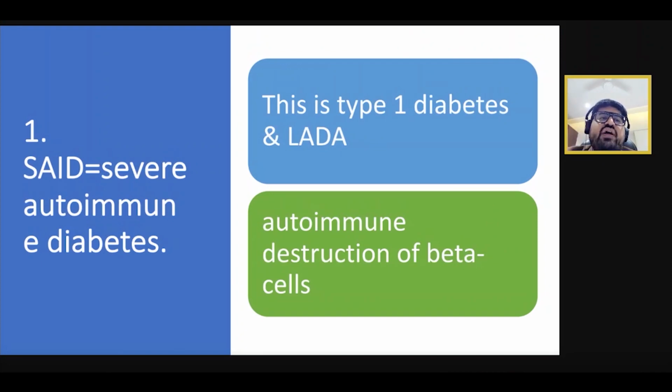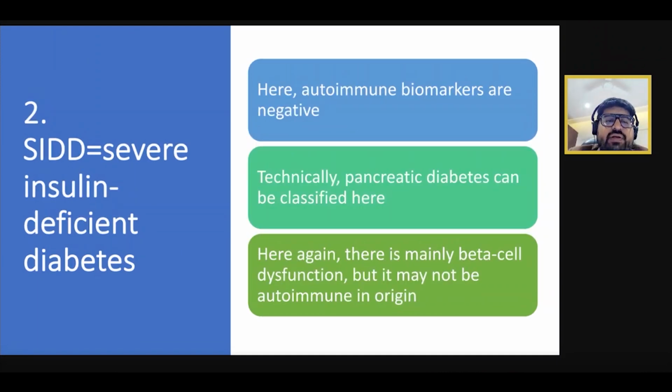So what is the severe autoimmune form of diabetes? This is basically type 1 or LADA, where there is autoimmune destruction of beta cells. If you see insulin resistance versus beta cell dysfunction, this falls into the beta cell dysfunction category. And what I really like about this is that they classify type 1 and LADA as the same. This is what I also believe, because type 1 and LADA are actually the same disease. It's only that the intensity of the disease is different, right? So it's type 1 and LADA, which is severe autoimmune diabetes.